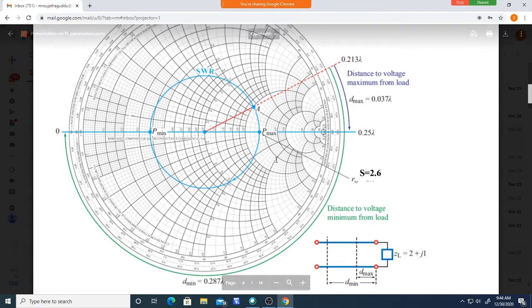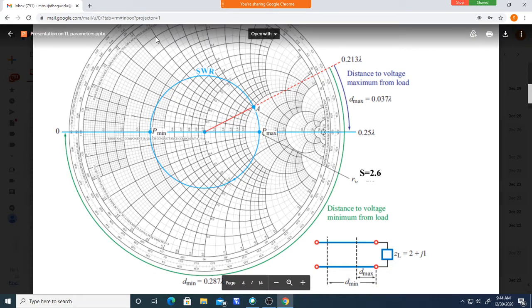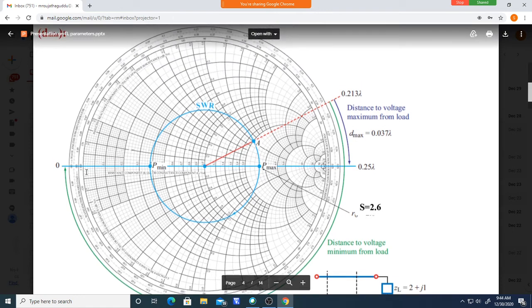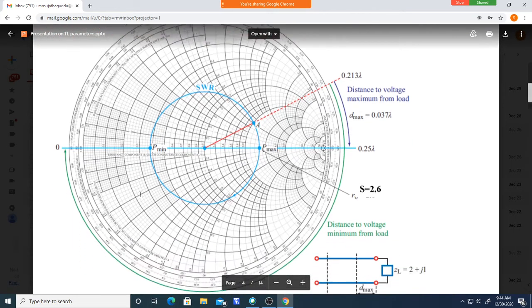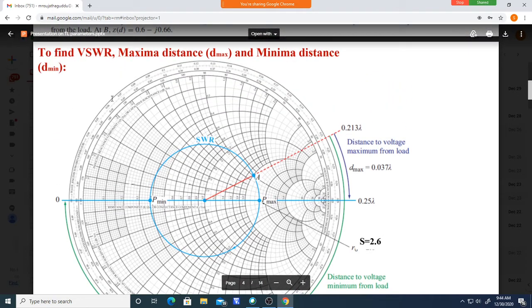It is because of the periodicity of the impedance variation, voltage and current variation. The Smith chart is only for 0.5 lambda. I already told you in the previous semester, moving from here towards the generator is like this, and towards the load is like this, in the anti-clockwise direction. Towards the generator means the clockwise direction.